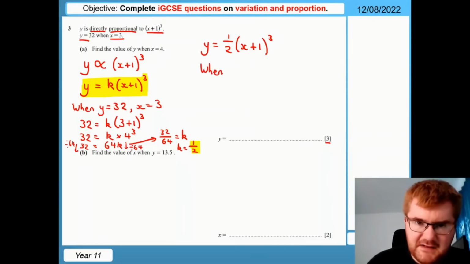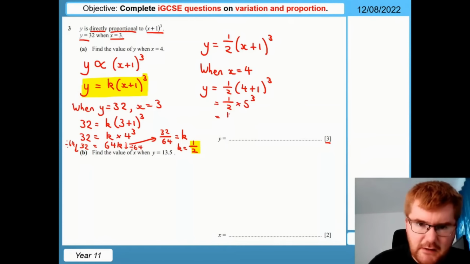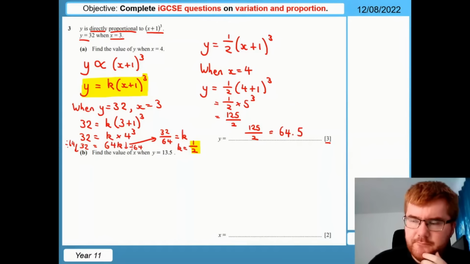So when x is equal to 4, then y here is equal to a half times (4 plus 1) all cubed. A lot of calculation work in these kinds of questions. So you get a half times 5 cubed this time. Essentially you want a half of 5 cubed, which is 125 divided by 2. I'd be happy with that answer and leaving it like this. You'll see in the mark scheme they actually do divide through by 2, and it's also equal to 64.5.